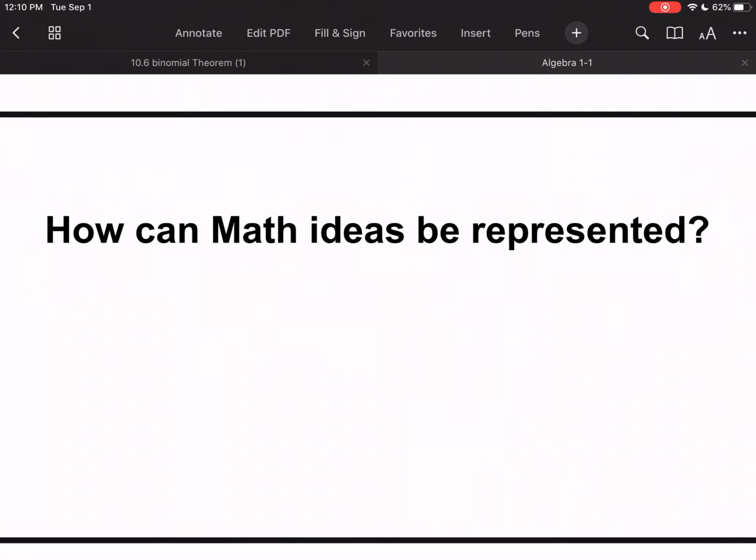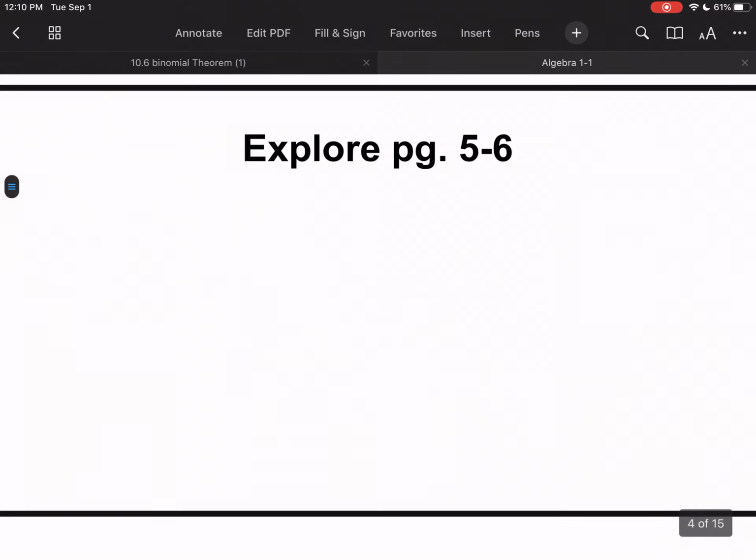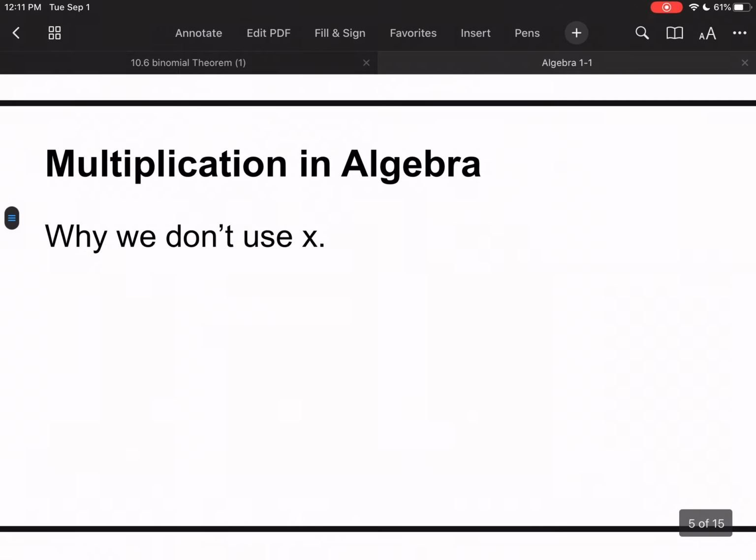Obviously we can use words to describe mathematical ideas. We can use mathematical expressions. We can use charts, graphs, even pictures. I'll be interested to see what you came up with. As we go along, I encourage you to explore your textbooks on pages 5 and 6. There's a lot of terminology and examples there. Just to get used to your textbooks, we're going to roll through it together. So, multiplication in algebra.